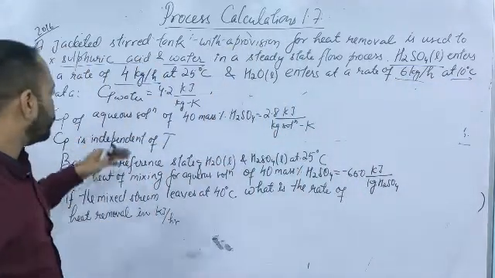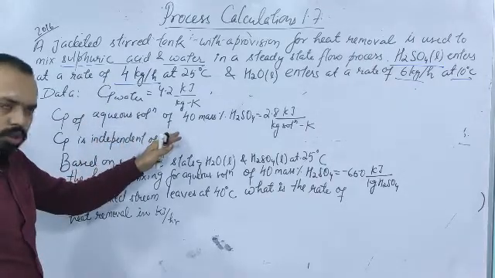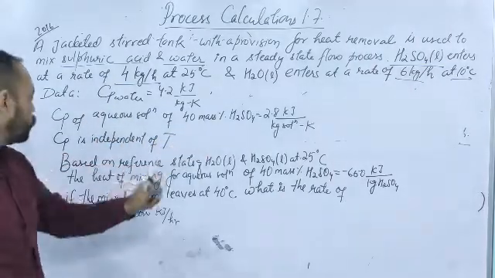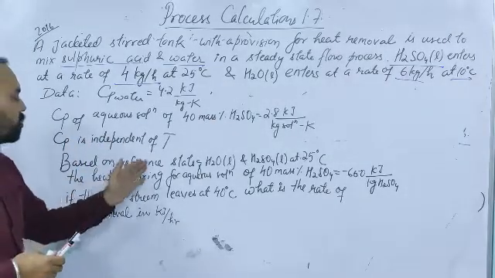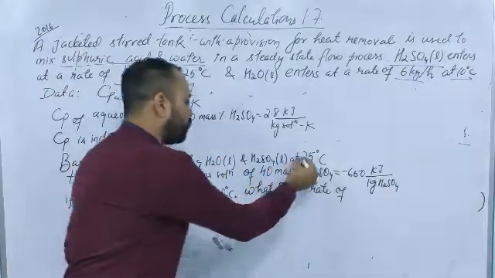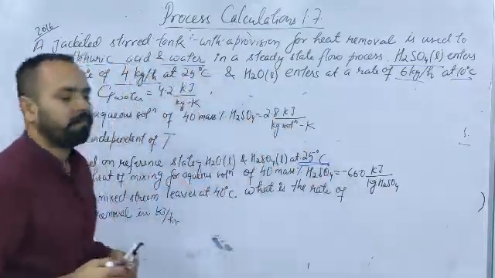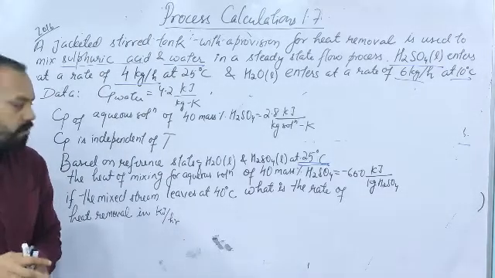Okay, the data is given: specific heat of water along with the units, specific heat of aqueous solution of 40% H2SO4, specific heat is independent of temperature, based on different states of H2O liquid and H2SO4 liquid at 25 degrees Celsius. The question has mentioned what the reference state should be. You should not think about any other reference state.